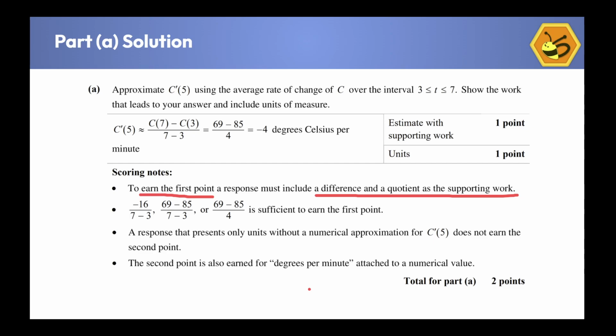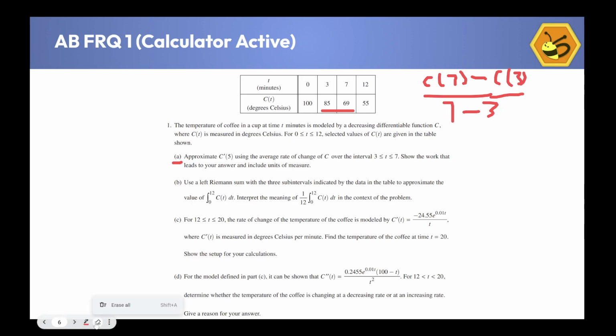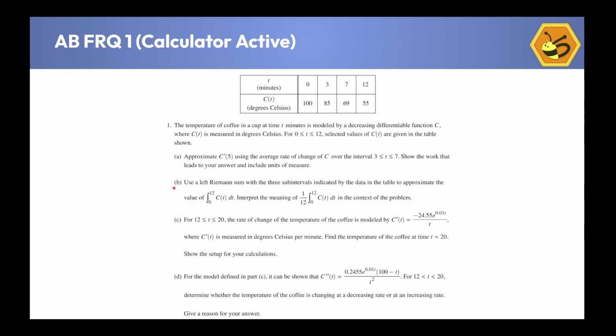Let's go to part B now. I'm going to underline the part that we're currently doing. So let's read part B together. Use a left Riemann sum with the 3 subintervals indicated by the data in the table, so 3 subintervals, which is [0, 3], [3, 7], and [7, 12], to approximate the value of the definite integral from 0 to 12 of the function C(t) with respect to t. And then we need to interpret the meaning of 1/12 of this definite integral in the context of the problem.